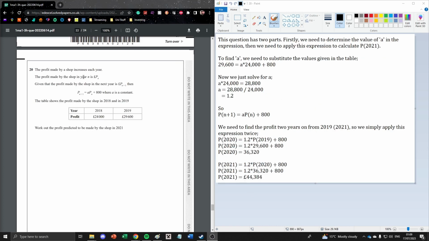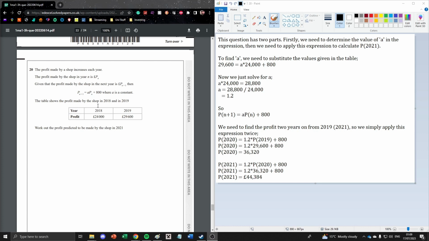Question 20 looks at sequences. So we're told that the profit made by a shop increases each year. The profit made by the shop in year n is P subscript n. And we're told that the profit made by the shop in the next year, P subscript n plus 1, is going to be P subscript n plus 1 equals A, some constant, times P subscript n plus 800. And we're shown a table with the profit made by the shop in 2018 and 2019. So in 2018, the shop made £24,000 in profit, and in 2019, the shop made £29,600 in profit. And we're asked to work out the profit predicted to be made by the shop in 2021.